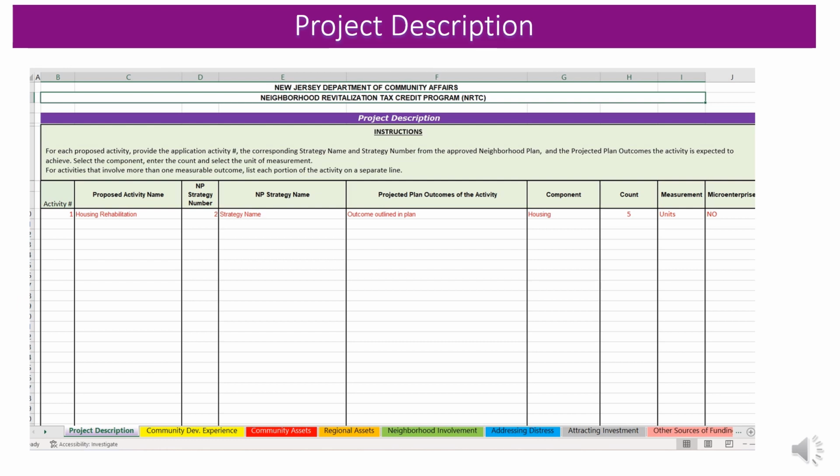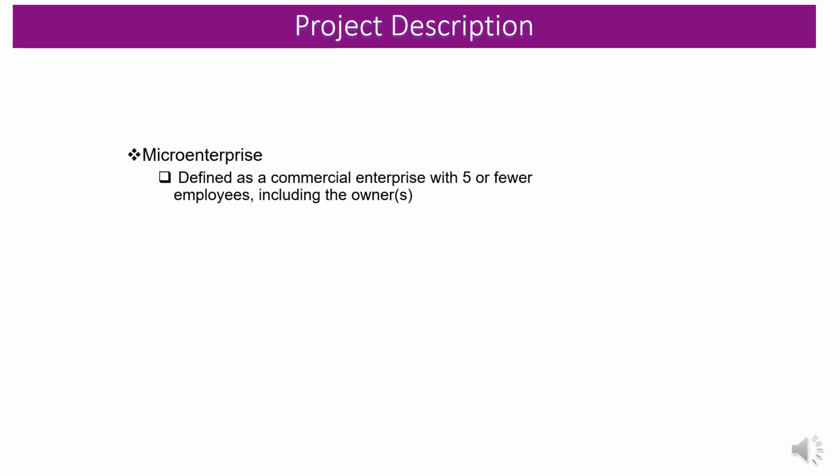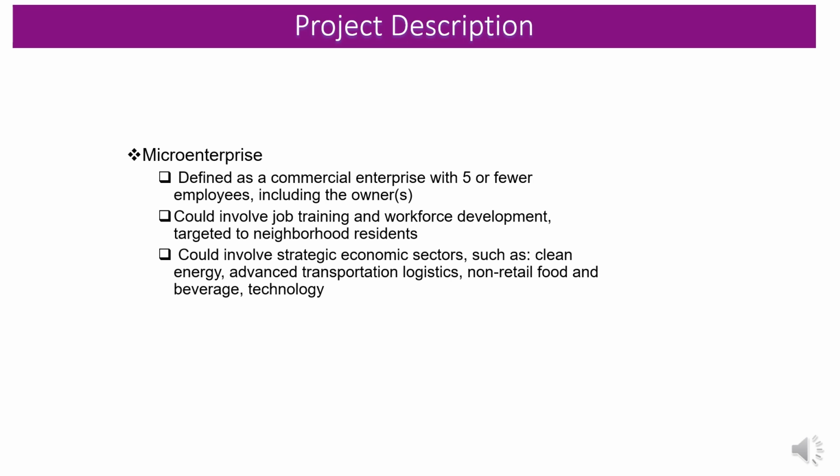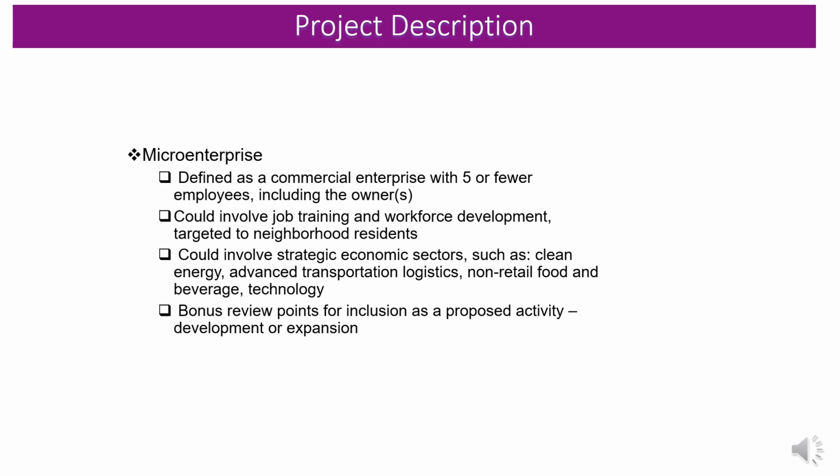On the project description spreadsheet, you will align each activity with the strategies and outcomes of your neighborhood plan. You should also list the component and measurement count for each activity. If the activity is a micro-enterprise activity, you will indicate that here as well. Remember, a micro-enterprise is defined as a commercial enterprise with 5 or fewer employees, including the owner. It could involve job training and workforce development, as well as strategic economic sectors like clean energy. You'll also get bonus points if a micro-enterprise is included as one of your activities.